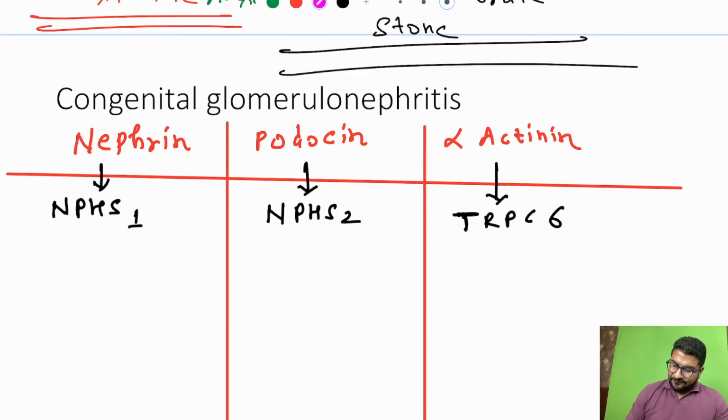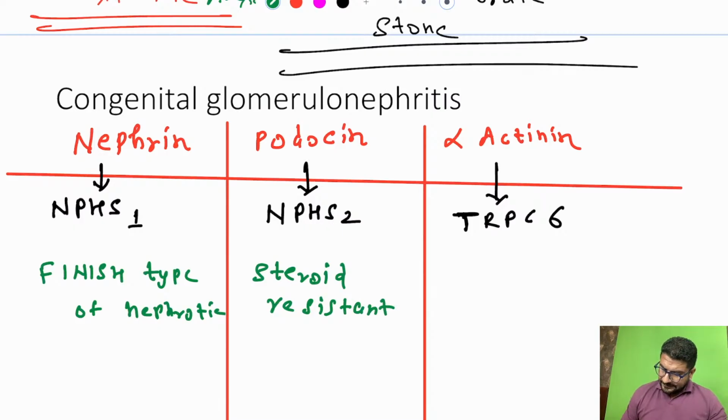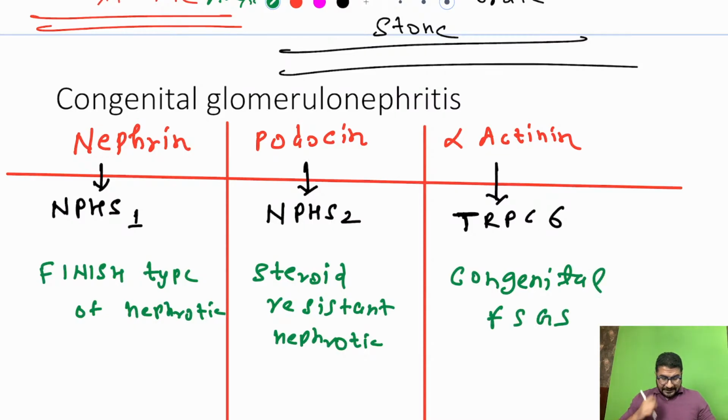Nephrin mutation will cause the Finnish type of nephrotic syndrome. Podocin mutation will cause steroid-resistant nephrotic syndrome, and alpha-actinin mutation can cause congenital FSGS. Congenital.